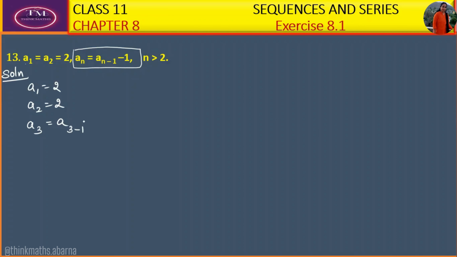3 minus 1 minus 1. So A3 minus 1 means A2 minus 1. What is A2? A2 is 2. So 2 minus 1 which is 1.